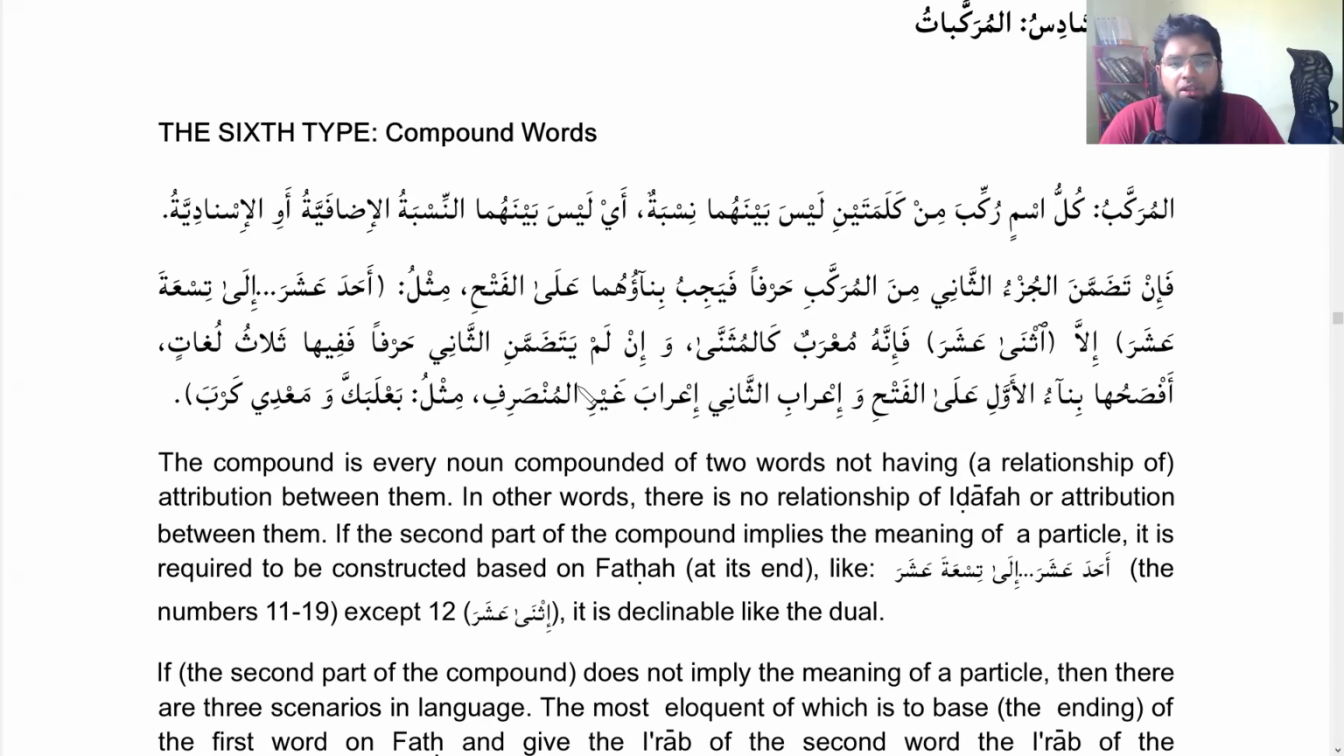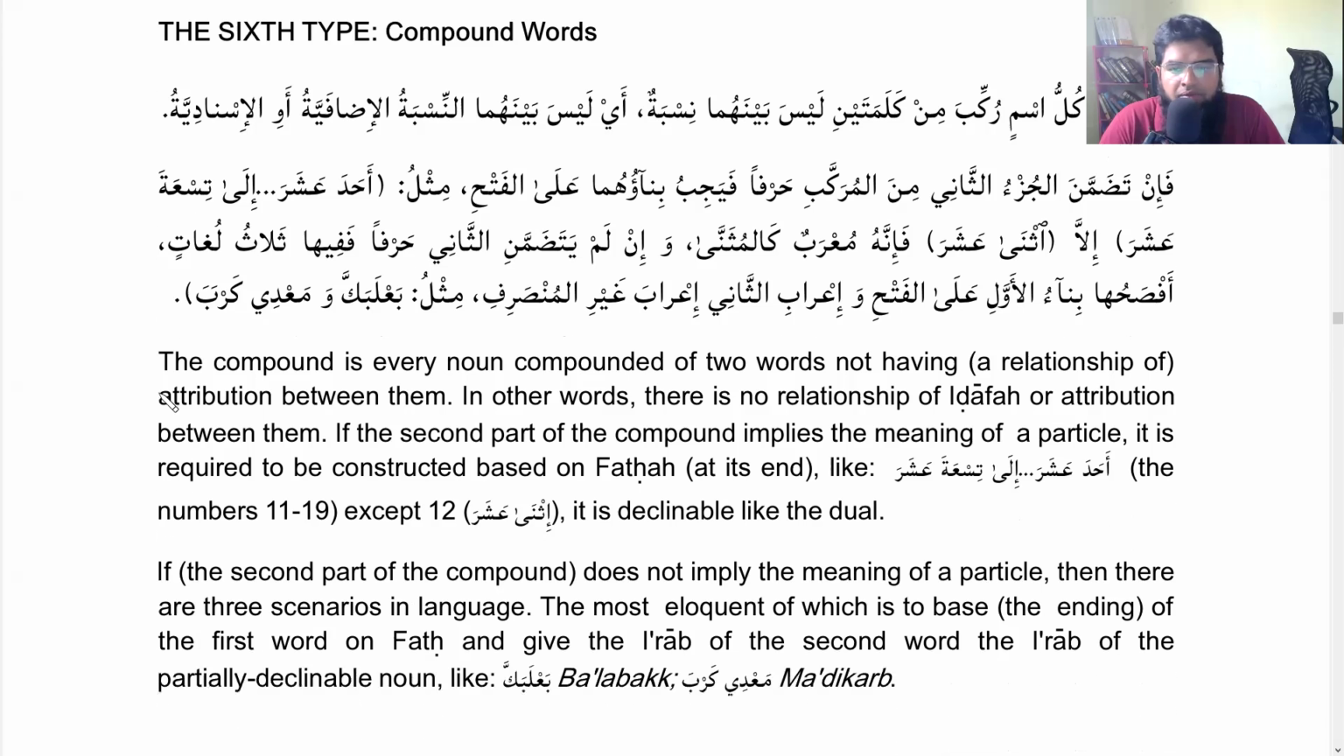Okay. وإن لم يتضمن الثاني حرفا ففيها ثلاث لغات. But if the second part does not have the meaning of a harf, ففيها ثلاث لغات, then it has three dialects kind of, or three ways. أفصحها بناء الأول للفتح. The most eloquent one is to have fatha, وإعراب الثاني, and the second is إعراب غير المنصرف, and the third is غير منصرف. So there are three ways.